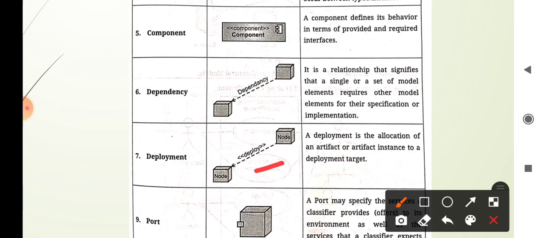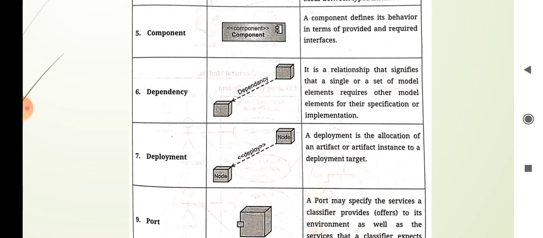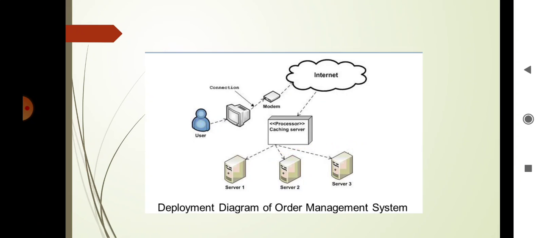Then port. This is the symbol for a port. A port may specify a service that a classifier provides, that means offers to its environment, as well as services that a classifier expects or requires from its environment.